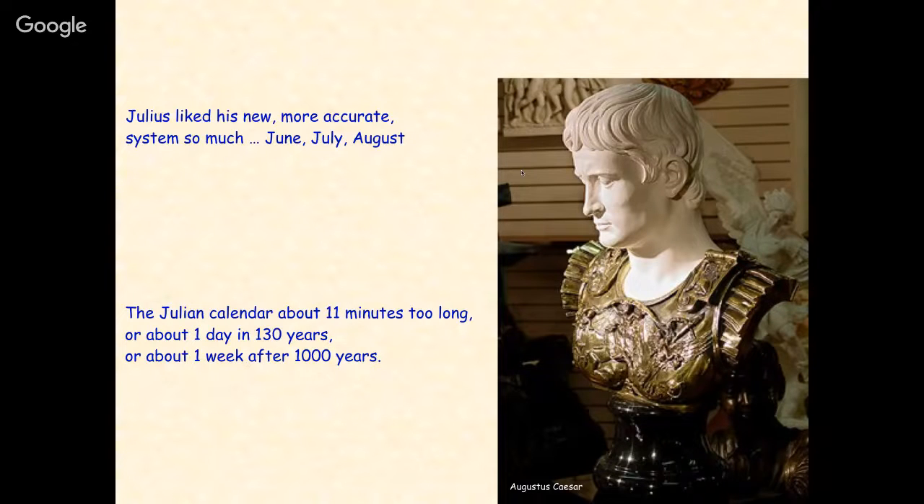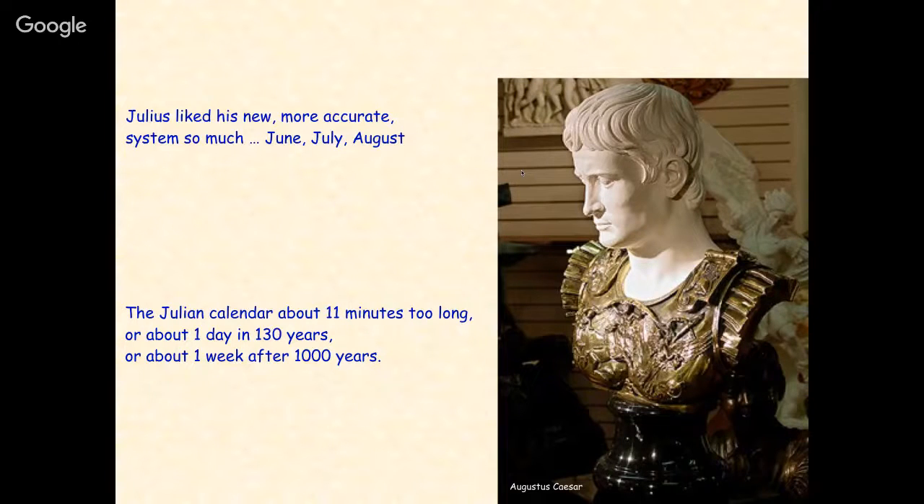Okay. So the Julian calendar, as it was called, and it was widely adopted, was pretty good. 365.25 is pretty good, but it's about 11 minutes too long over the course of a year. Or if you wait 130 years, it will be out of sync by a day. And if you wait 1,000 years, then it's going to be out of sync by a week. But who's going to worry about that? Let's just let it roll.